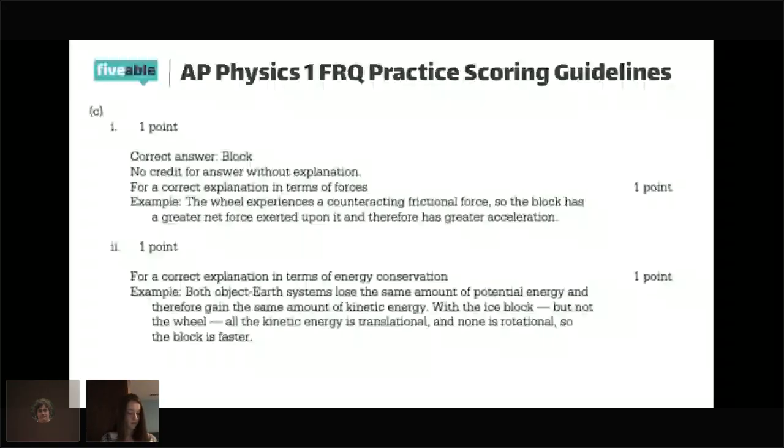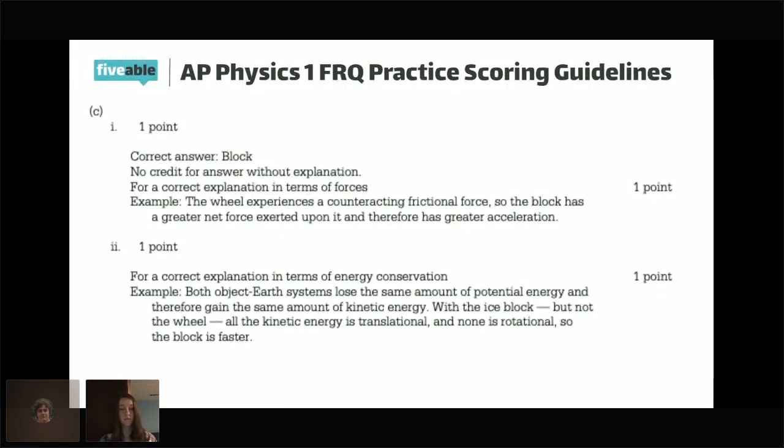And then it also says in terms of energy conservation. So a block in general isn't going to rotate, which means that all of the gravitational potential energy at the top of the ramp can turn into translational kinetic energy. Whereas for the rotating wheel, we have to have some of the gravitational potential energy turning into rotational kinetic energy because it can rotate. So the block has overall more translational kinetic energy than the wheel. And because translational kinetic energy is proportional to the square of the speed, it has a greater speed going down the ramp.